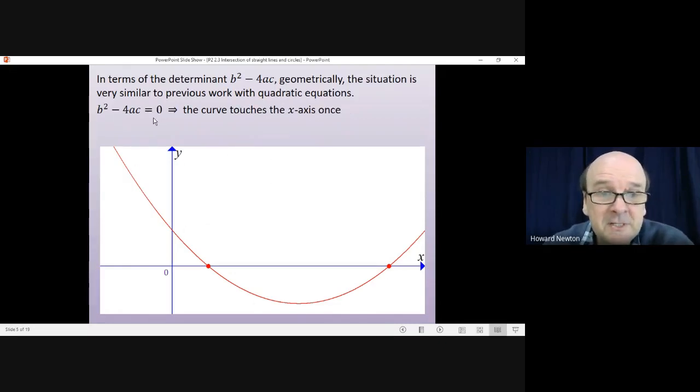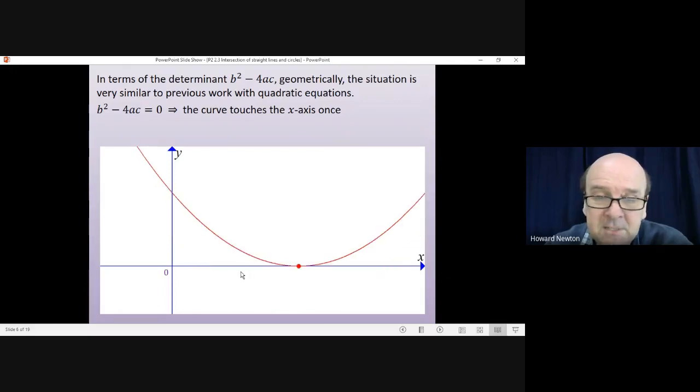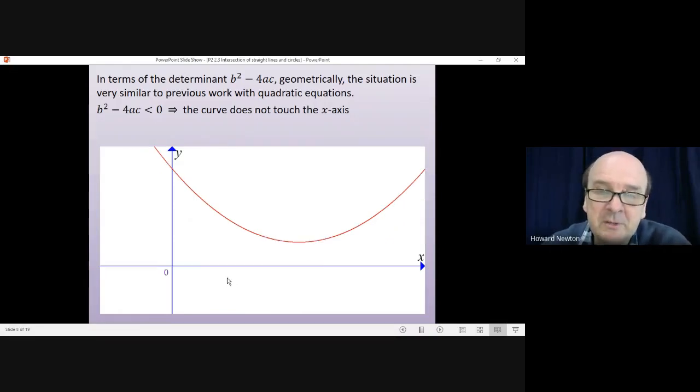If the discriminant is equal to 0, then the curve touches the x-axis at one point, and you get something like that, and you get repeated solutions or repeated roots for the equation. And if the discriminant is negative, then the curve doesn't touch the x-axis at all, and you would get something that looks a bit like that.